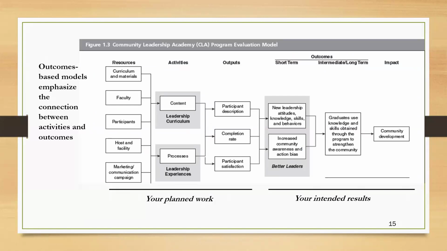Outcomes-based models emphasize the connection between activities and outcomes, which often is a focus for audiences, funding audiences, government audiences that want to know what results you're producing. So those can often start with the resources, the inputs that go into the program, the activities that you conduct, the outputs. So what are you producing? And then the outcomes, both in the short term, the intermediate, and the long term, and then your ultimate impact. You can distill that into thinking about your planned work and your intended results.